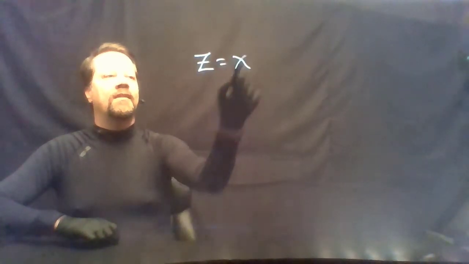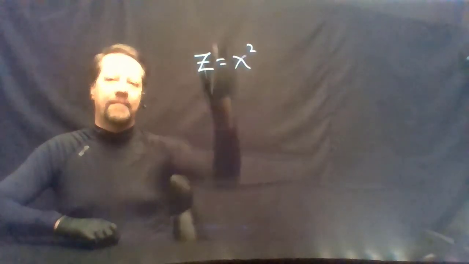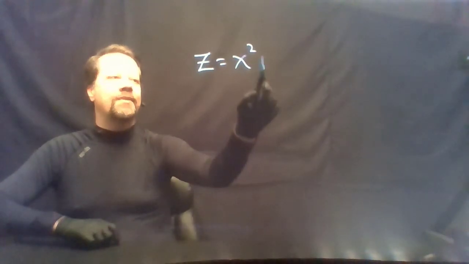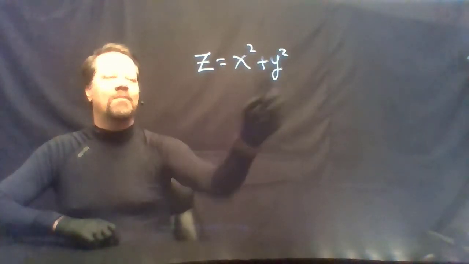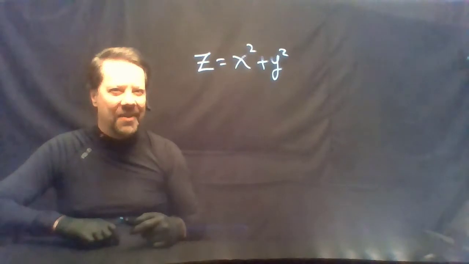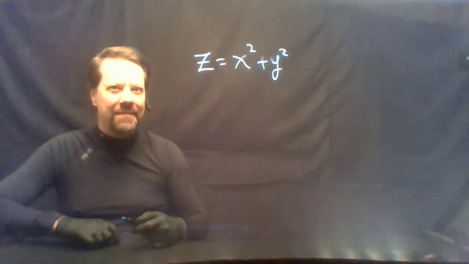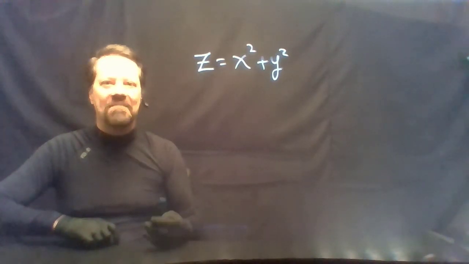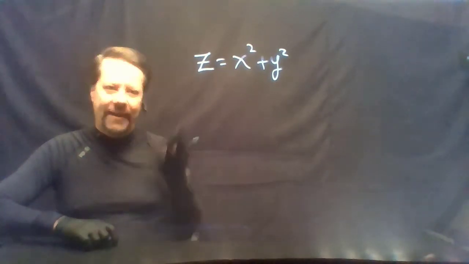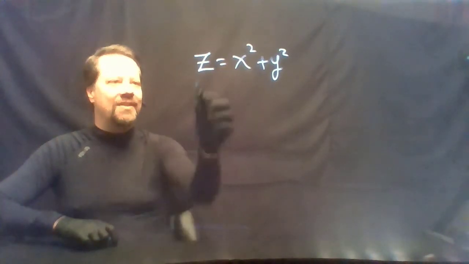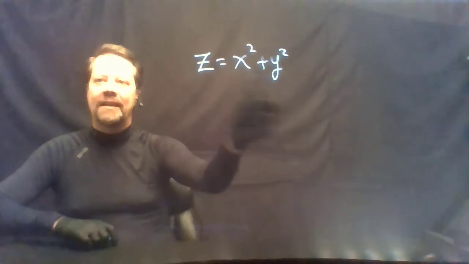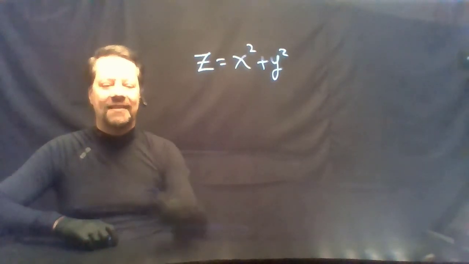As an example, consider the surface z equals x squared plus y squared. Can you identify that quadric surface? Yep. That's an elliptic paraboloid opening up. You can see z values can't be negative because they're equal to something that is positive.